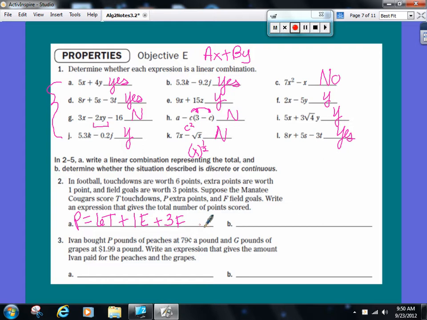Write an expression that gives the total number of points scored. That's what we did. Oh, they said expression. My bad. Don't do this. Don't put P equals in. Expression does not have an equal sign. And then, what's it want to know?